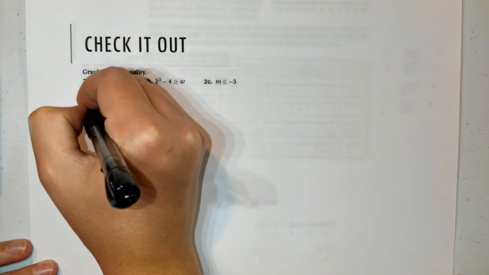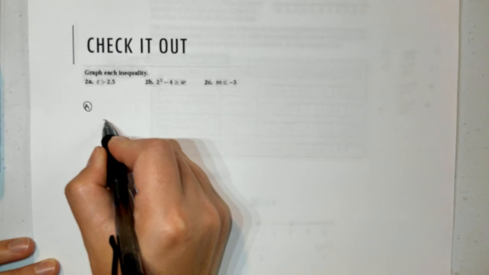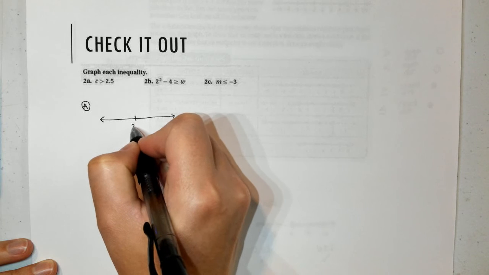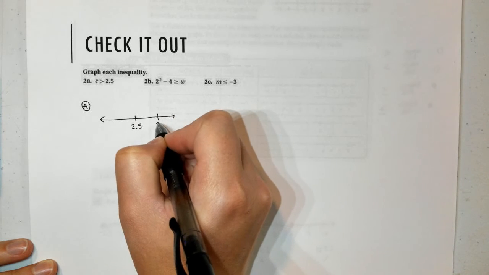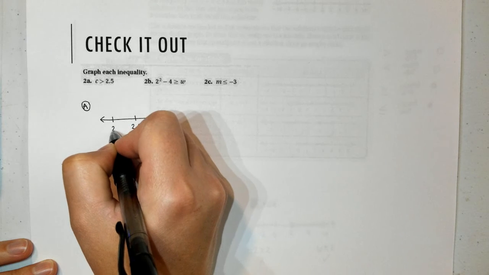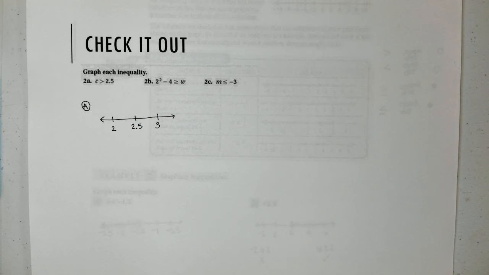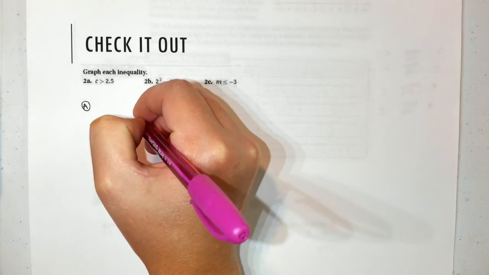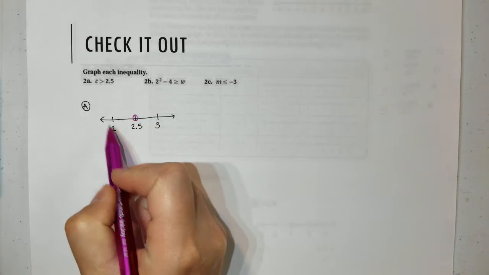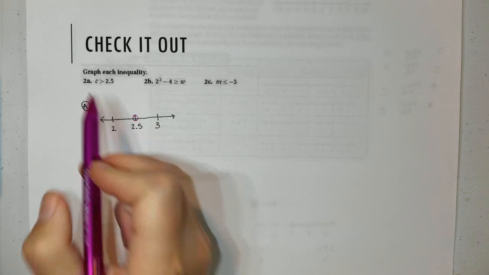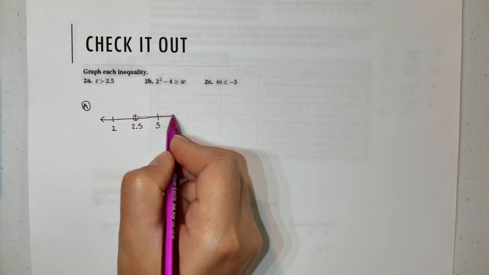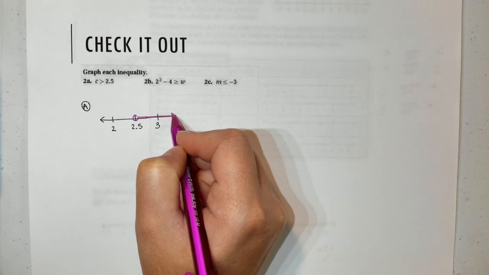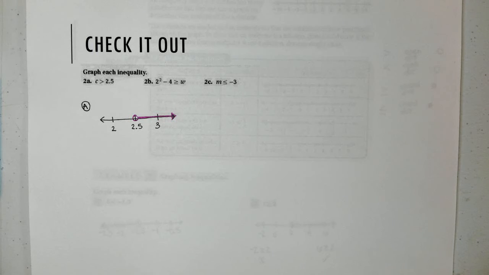So starting with A, we have C is greater than 2.5. So I'm going to put 2.5 in the middle, and then I'll have 3 over here, and 2. So I'm increasing by 0.5, scaling by 0.5. I'm just strictly greater than, so I'm going to have an open dot at 2.5. 2 is not greater than 2.5. 3 is greater than 2.5, so I shade to the right here. So I'm shading to the right and drawing my arrow to show that it's going to continue to the right.